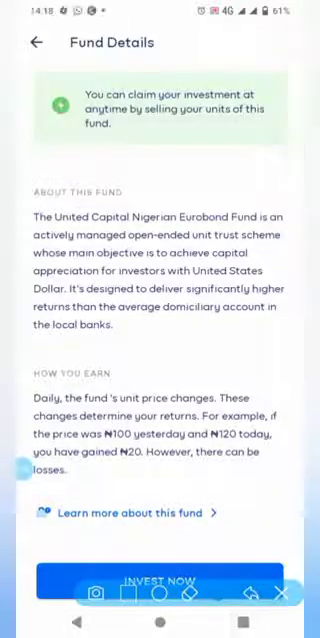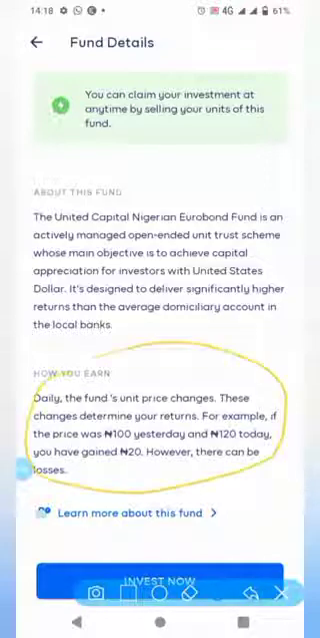With Eurobonds, the objective is to generate increased capital, increased returns for you as an investor. So there are possibilities of losses. But what you should do as an investor is make sure you do your own research, know when the markets are down, know when the markets are booming, and then you know when to buy.